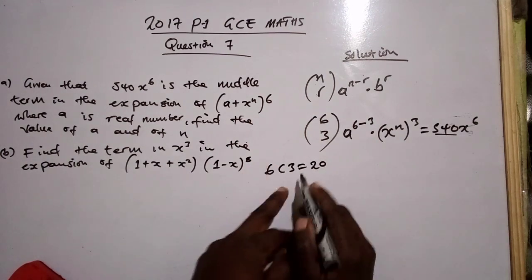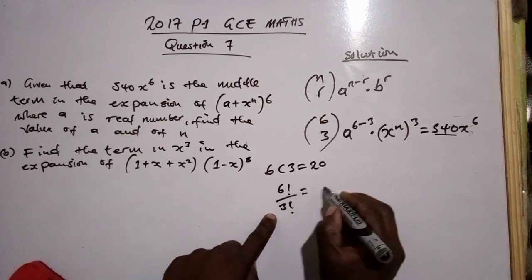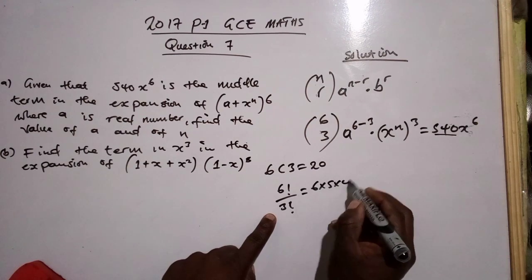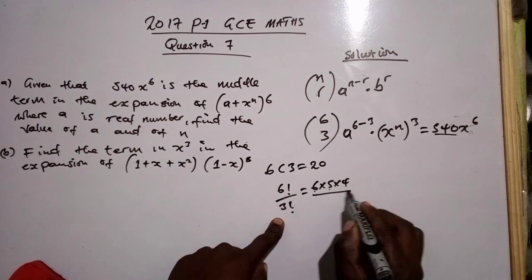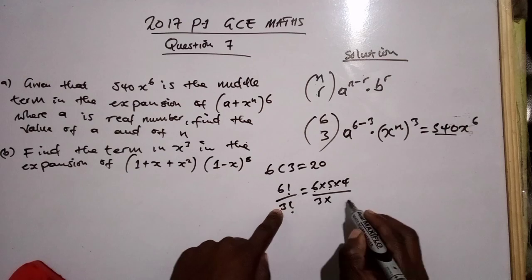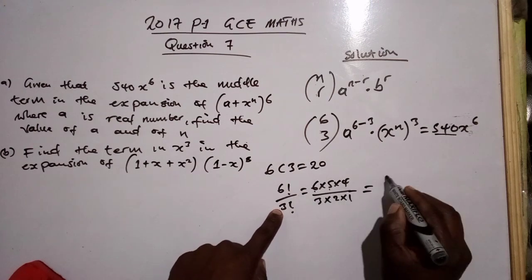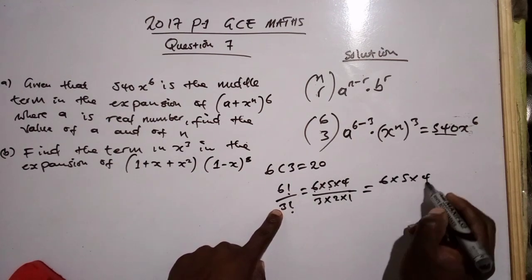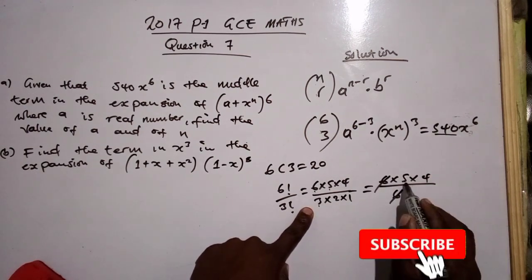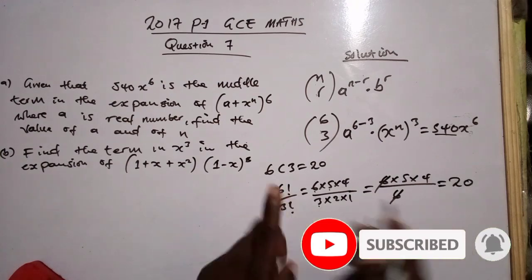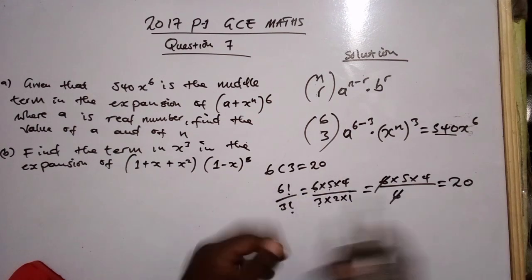Let me show you how we find 20. It is 6 factorial over 3 factorial. You follow the number at the bottom, which is 1, 2, 3, and count the terms. Here you have 3 multiplied by 2 multiplied by 1, and on top 6 multiplied by 5 multiplied by 4. Then down, 3 times 2 is 6. So this 6 and this 6 cancel, and 5 times 4 is 20. This is how we found 20. But on the calculator, you can punch 6 choose 3 and you will find 20.